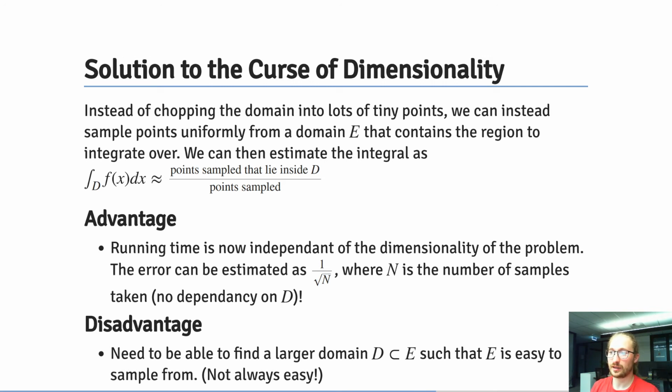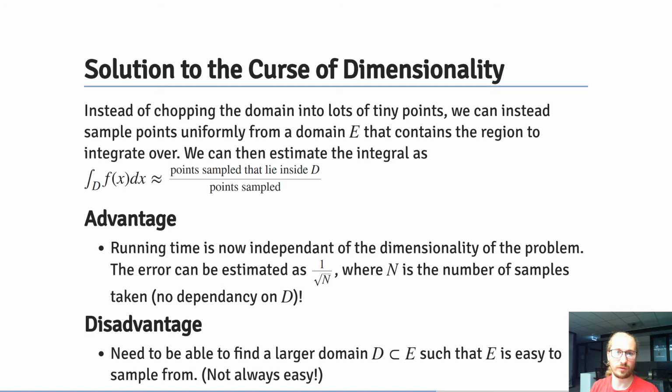The advantage here is the running time is now totally independent of the dimensionality of the problem. It doesn't matter how many dimensions your problem is, the error can be approximated as 1 divided by the square root of n, where n is the number of samples. Where does the 1 over square root of n come from?